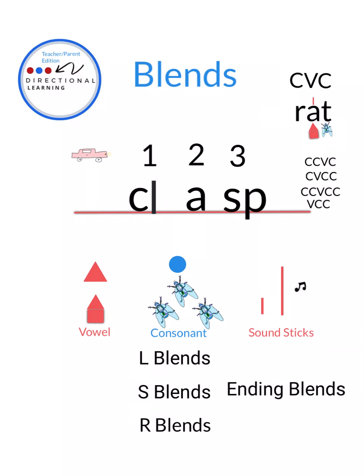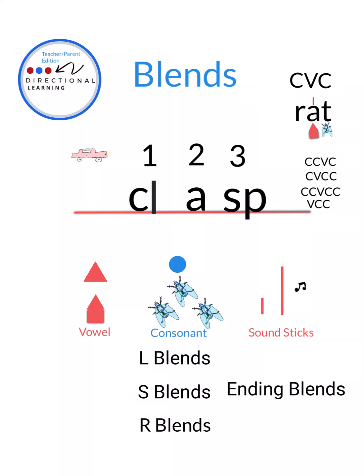Today, we're going to be decoding words that have blends. Well, in the last video, you learned how to decode CVC words using our pictures here, like this word rat. You find the red letter, you look next door. If there's a blue fly there, it's going to cry its baby sound, so you grab the baby stick, the short stick, and then now you know the sounds. R-at. The word is rat.